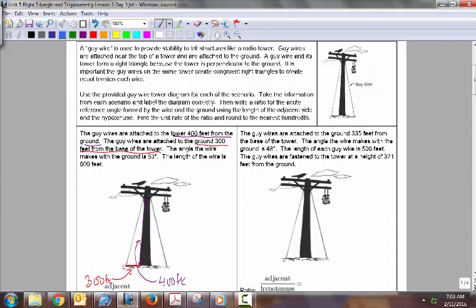Then it tells me the angle the wire makes with the ground is 53 degrees. The wire making an angle with the ground, that's this angle right here. This is 53 degrees. And then finally it tells me the length of the wire is 500 feet. So that's this piece here. If we just drew this triangle out of the scenario here, it would look like this. 400, 500, 300, and there's our 53 degrees.